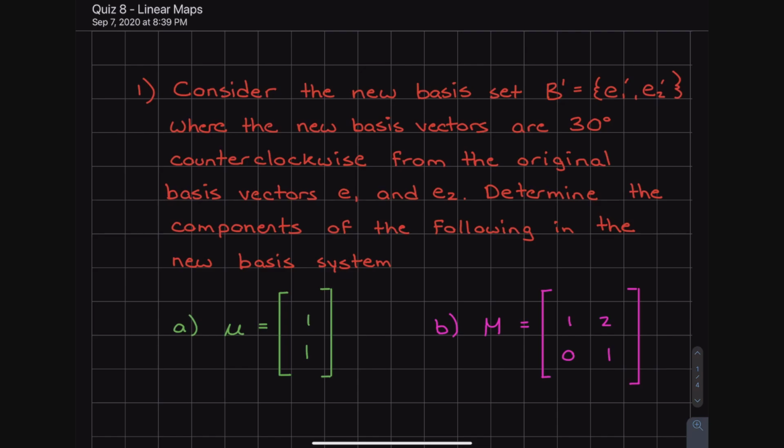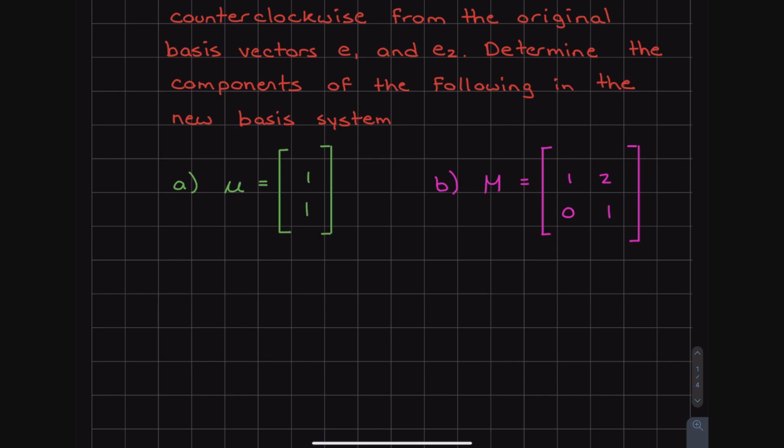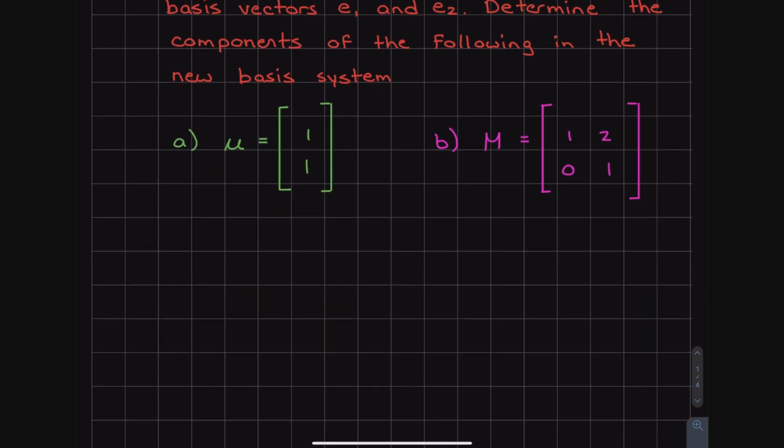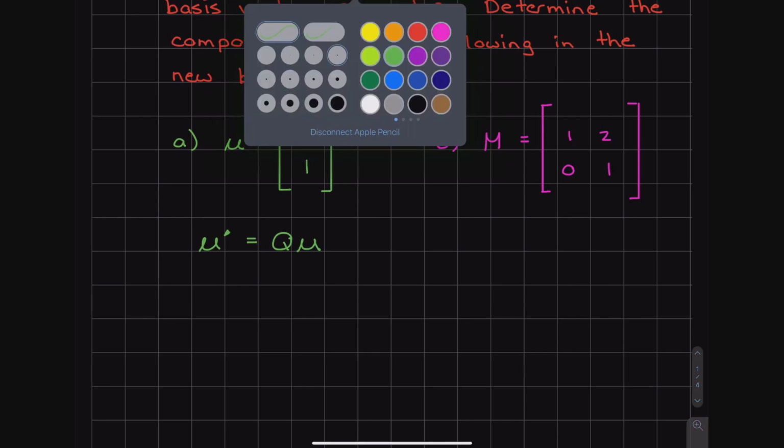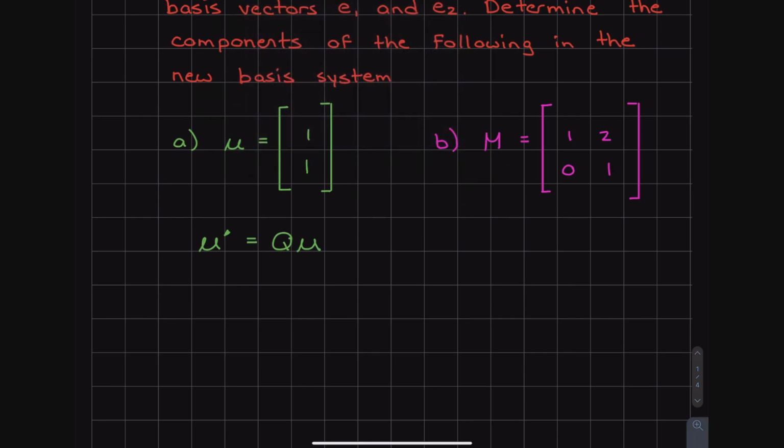Really quick, I'm just going to come down here, because we discussed in the theory that in order to get the components of something in the new set, which we defined as something prime, we use the following formulas. For a vector, if we want u prime in the new basis set, it's going to be Q times u. This is very, very simple. All we need is that matrix Q. Similarly, for the matrix, M prime can be found using the formula Q times M times Q transpose.